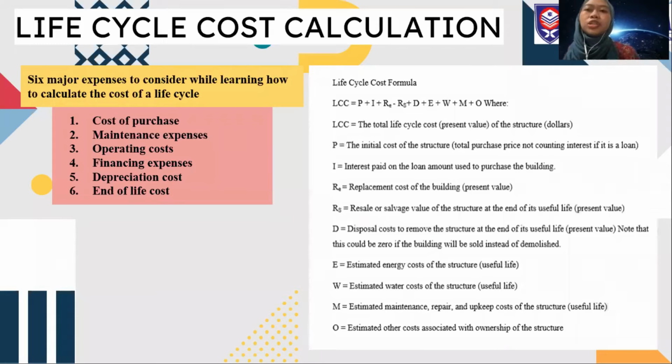There are six major expenses to consider while learning how to calculate the cost of life cycle. Number one is cost of purchase. Number two is maintenance expenses. Number three is operating costs. Number four is financing expenses. Number five is depreciation costs. Lastly is end of life costs.